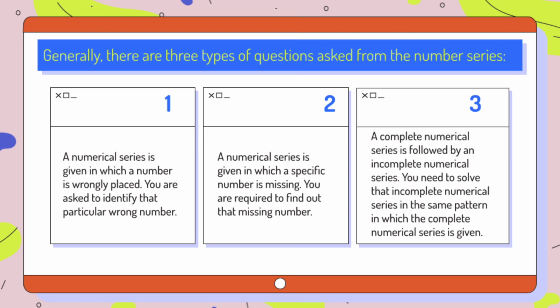Generally, there are three types of questions asked from the number series. 1. A numerical series is given in which a number is wrongly placed. You are asked to identify that particular wrong number. 2. A numerical series is given in which a specific number is missing. You are required to find out that missing number. 3. A complete numerical series is followed by an incomplete numerical series. You need to solve that incomplete numerical series in the same pattern in which the complete numerical series is given.